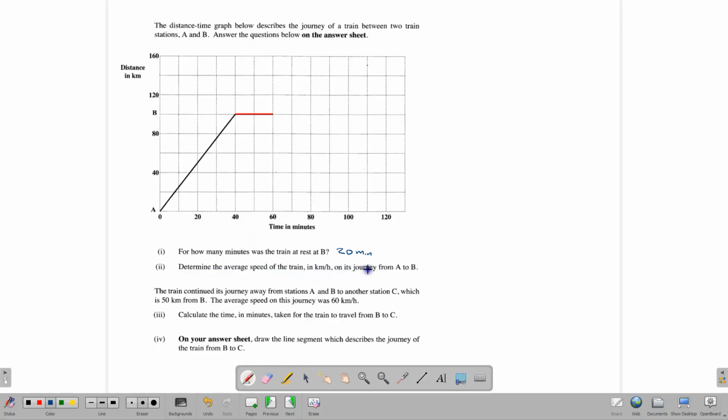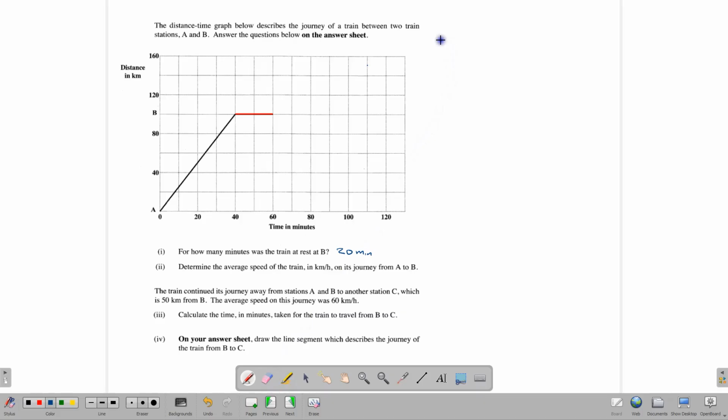Next, we are asked to determine the average speed of the train in kilometers per hour on its journey from A to B. Now this is A and this is B. To find the average speed, we are going to calculate the gradient of this straight line, using rise over run. In this case, it's distance over time, which is the same thing as rise over run.